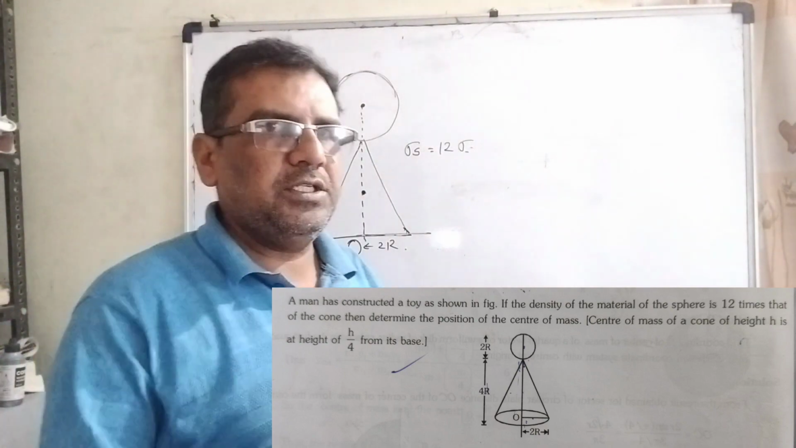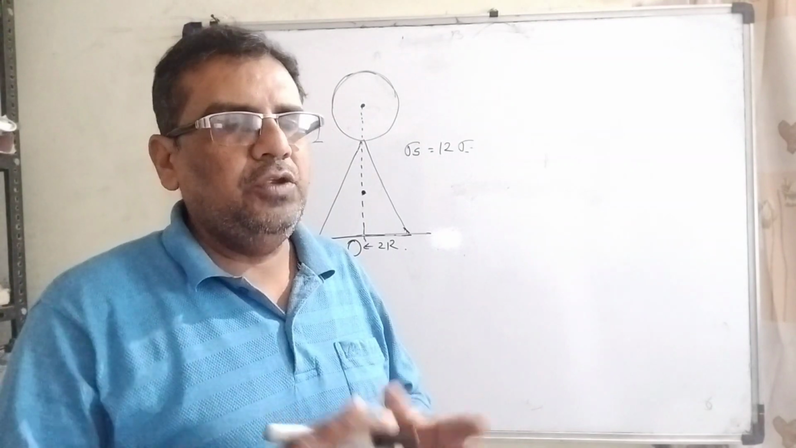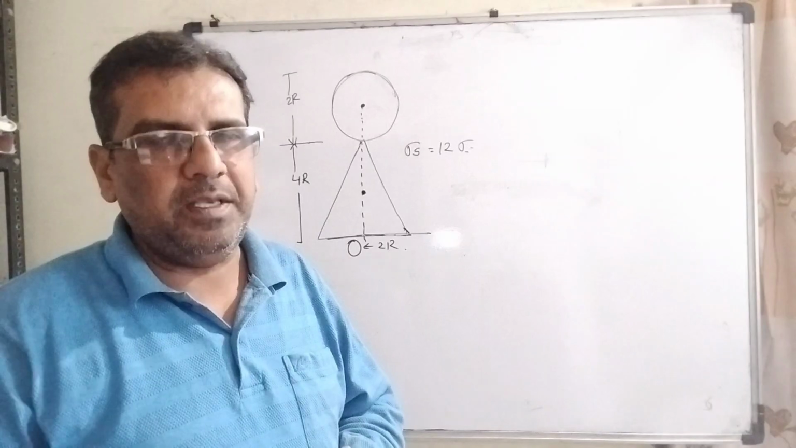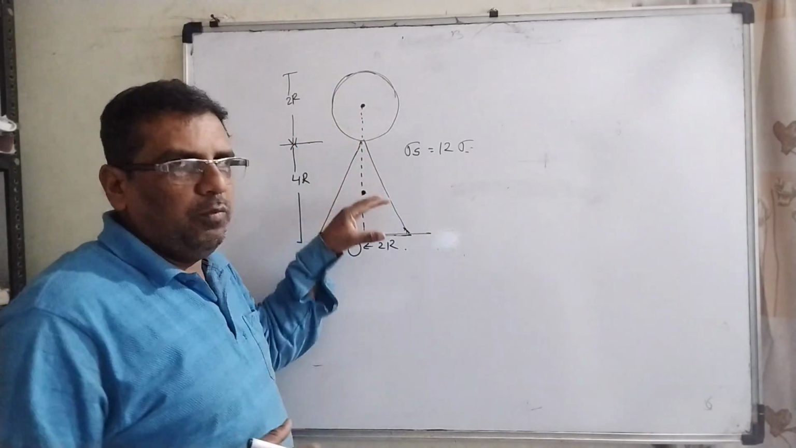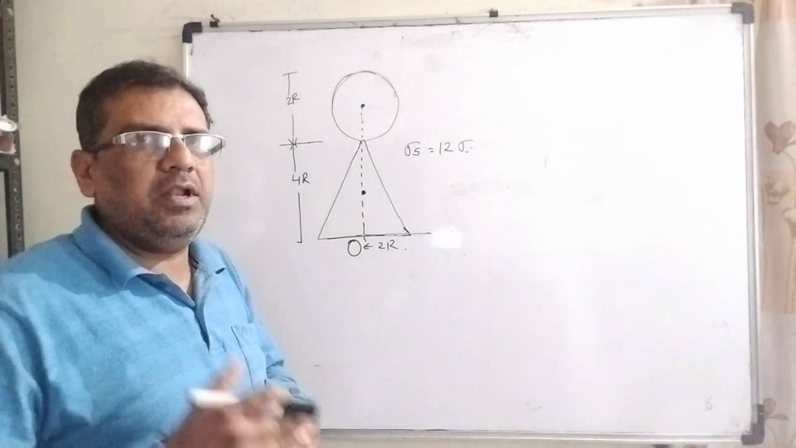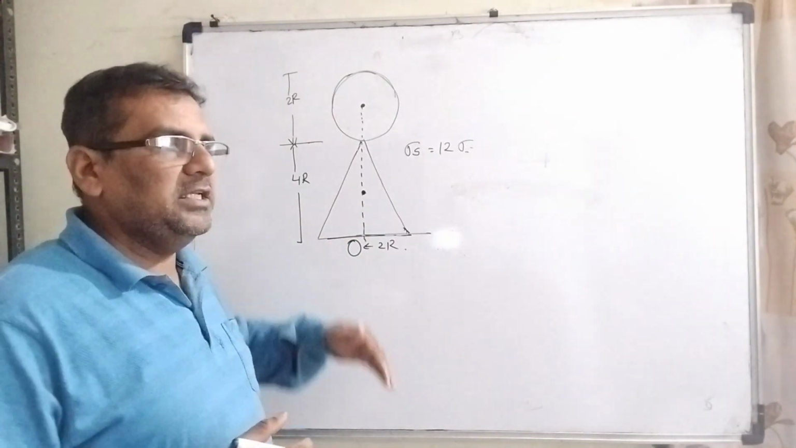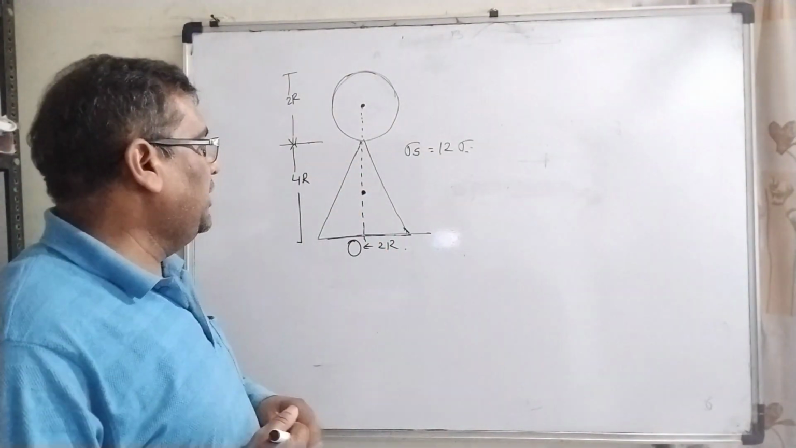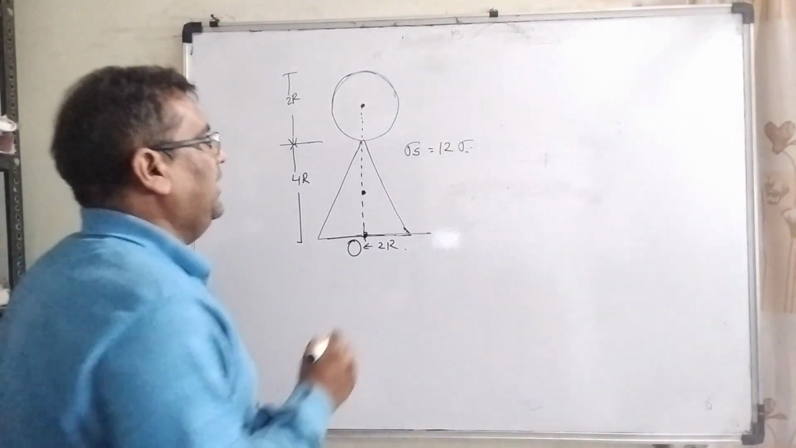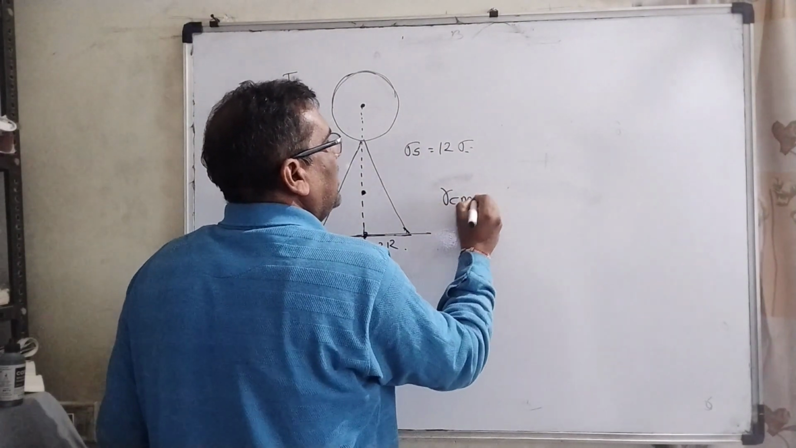Whenever you are given such a figure, where a part is subtracted from the given body, you can use the formula m1 r1 minus m2 r2 upon m1 minus m2. But in this case, two different bodies are combined together. That means we use the formula m1 r1 plus m2 r2 upon m1 plus m2. Here r means the distance from the axis of rotation. Here the origin point is already given, and the center of mass of the sphere you can take.